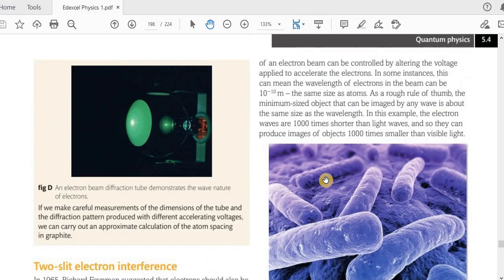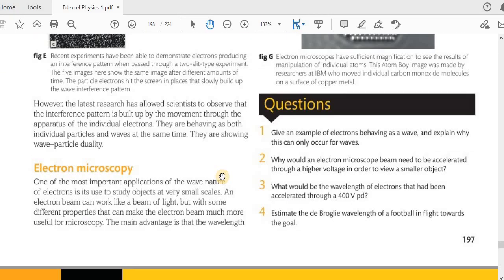Okay, now we will see the electron microscope, how it applies to this. One of the most important applications of the wave nature of electrons is its use to study objects at very small scales. An electron beam can work like a beam of light, but with some different properties that can make the electron beam much more useful for microscopy.